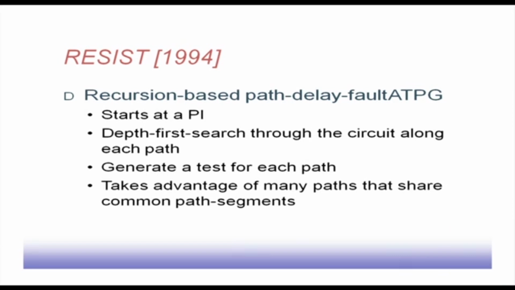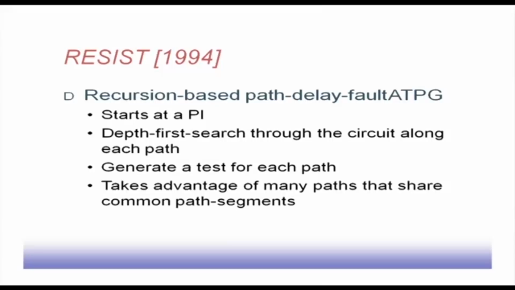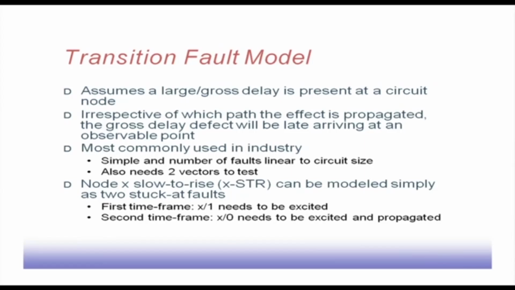Now, there are several algorithms for delay fault ATPG. There is a recursion based path delay fault ATPG. It starts at a primary input and then performs a depth first search through the circuit along each path, and for each path it generates a test. Since it is doing a depth first search, many path segments may get merged after some time because of fan out. Naturally it saves in that path. Up to that point it has a test pattern, and that can be extended further. So, this type of recursion based path delay fault ATPG has been reported.